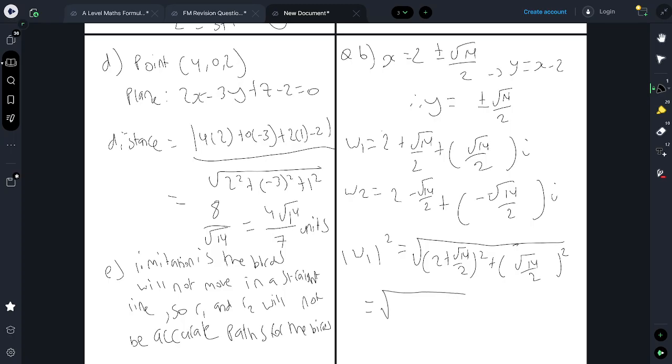So the modulus of that is going to be 4 plus root 14 plus 2 lots of, if you expand that, 4 plus 2 times root 14 over 2 times 2. That would be 2 root 14. Plus the square of root 14 over 2. It should be 7 over 2.